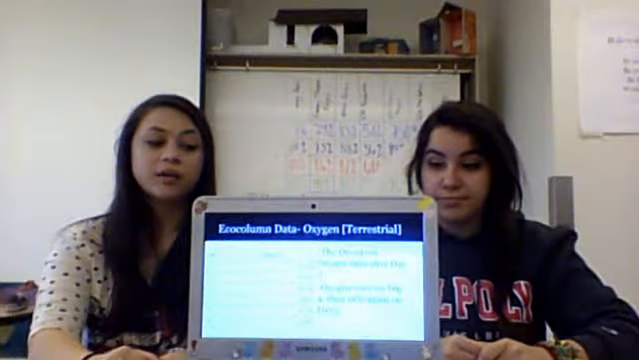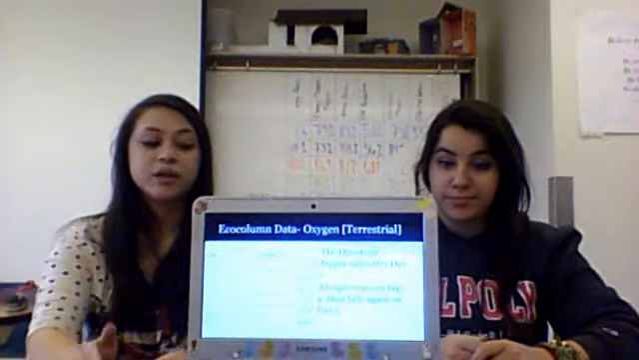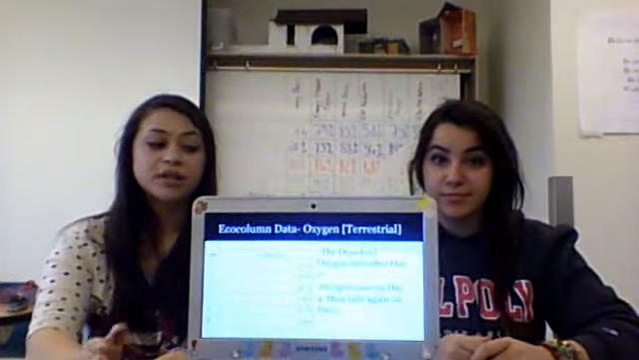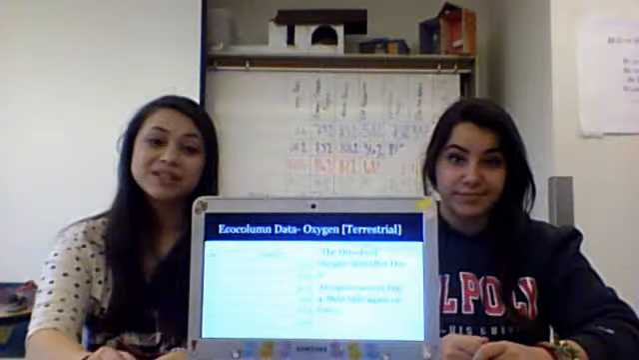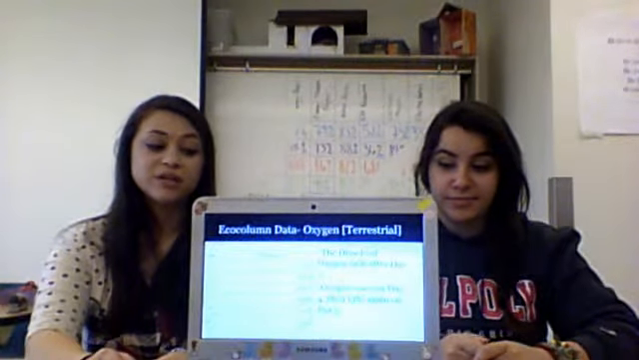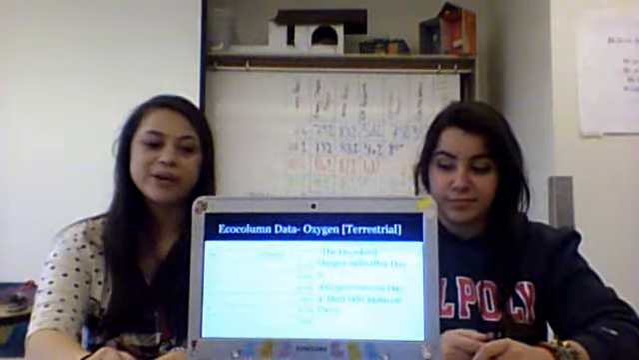So our ecocolumn data for the oxygen in the terrestrial chamber is that on day 0, there's 21.11% oxygen. On day 1, it's 20.43%. On day 2, it's 20.17%. On day 3, it's 19.83%. On day 4, it's 20.13%. And on day 5, it's 20.08%.